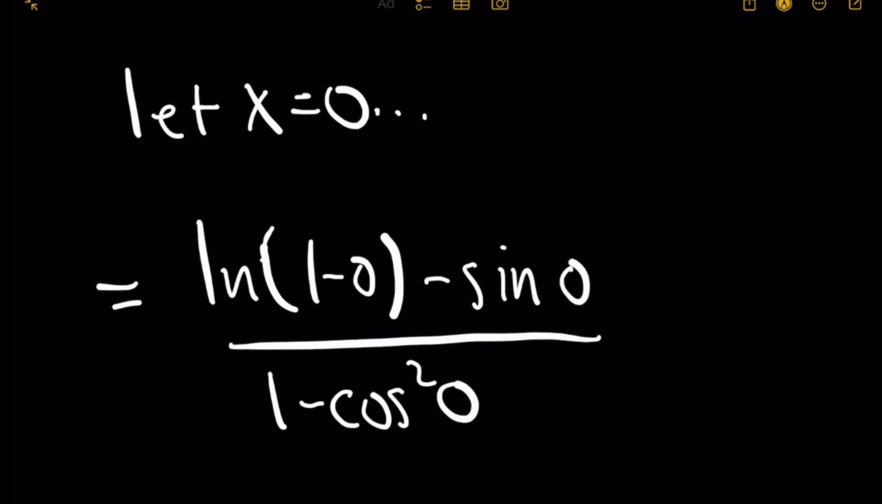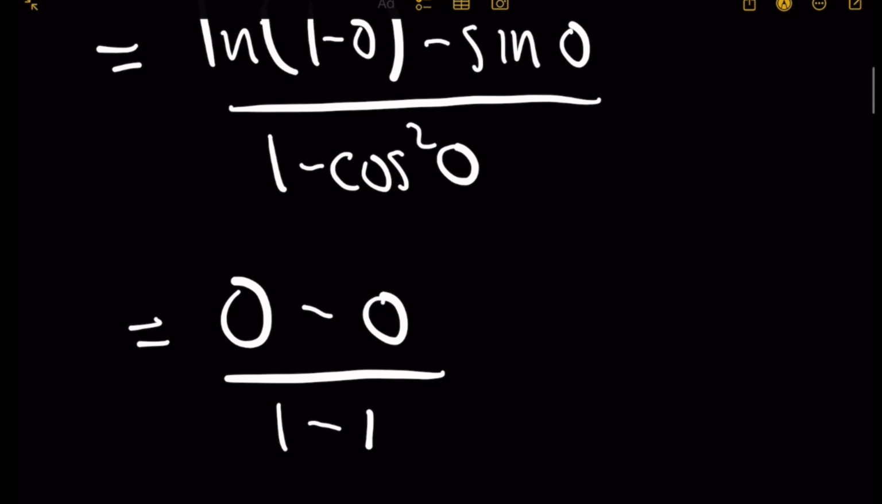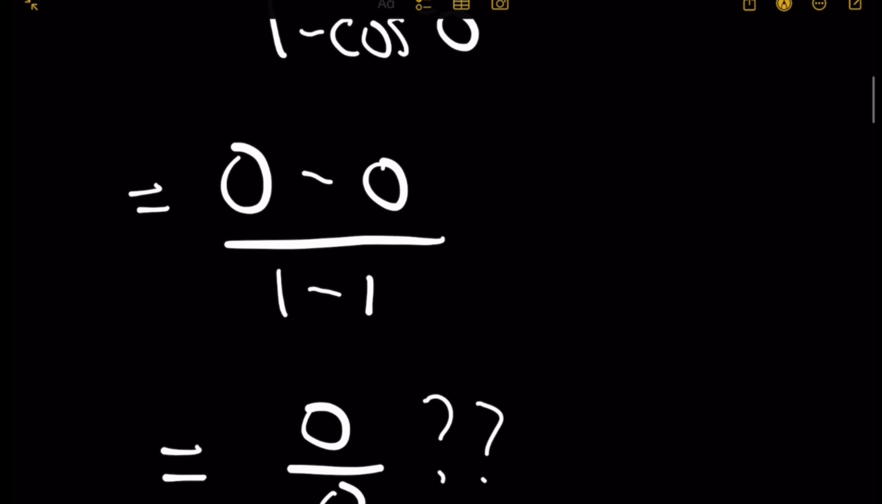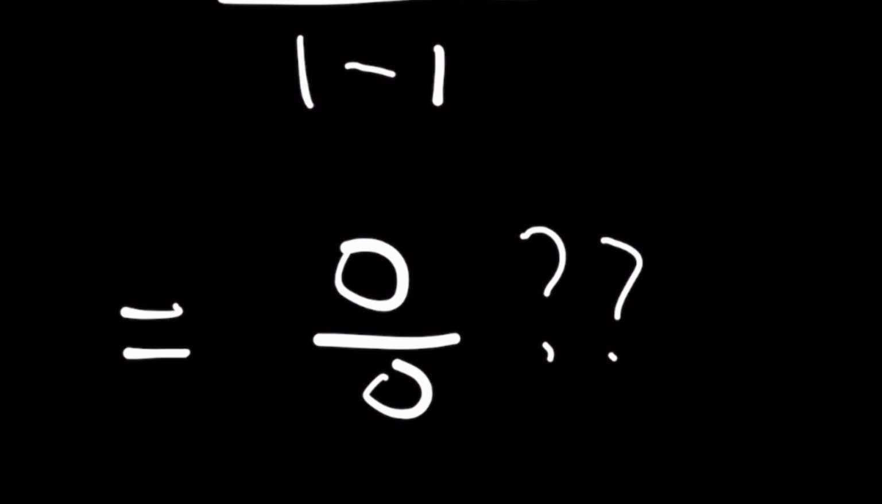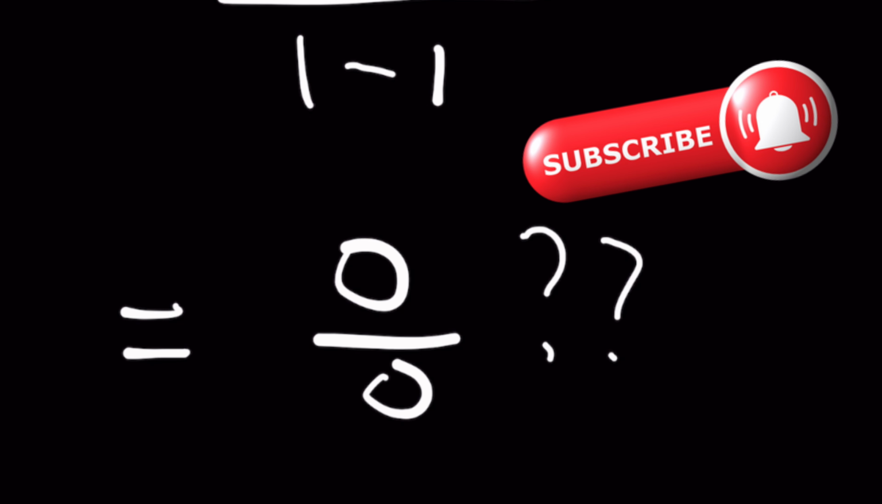Okay, so if you did this correctly, you'll find that the natural log of 1 is 0, minus sine of 0, which also gives you 0, all over 1 minus cosine squared of 0, which is 1. And there's a bit of a problem here because we get this expression 0 over 0, which doesn't really leave us with any answer. But there's a cool trick because this is what's considered an indeterminate form, and we can apply L'Hopital's rule here.